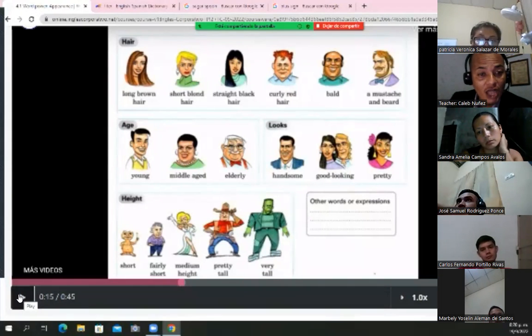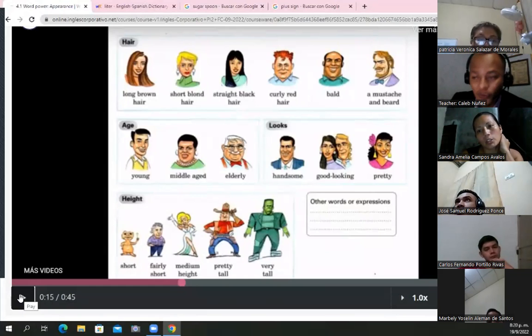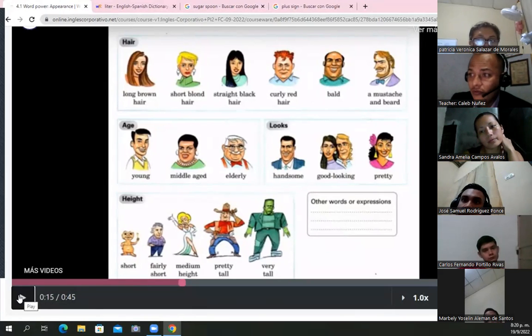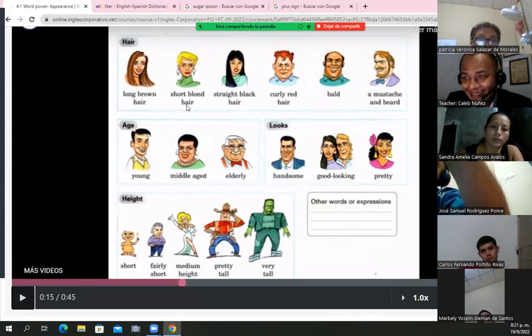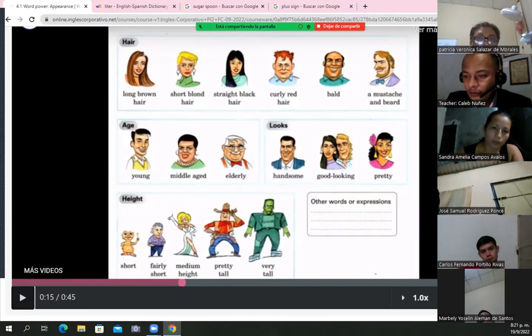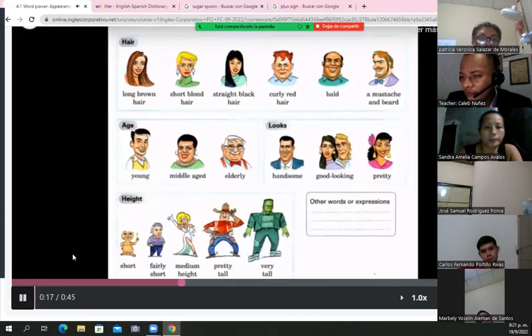Short blonde hair. Short blonde, blonde hair. Repeat. Long brown hair. Long brown, brown hair. Short blonde hair. Look, shape plus color plus noun. Okay? Next. Straight black hair.